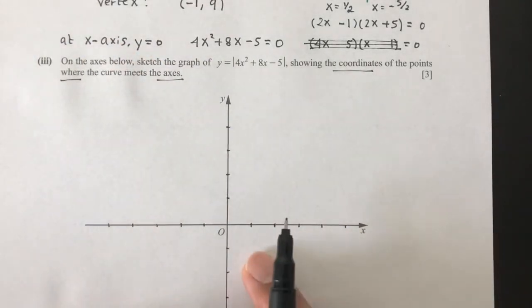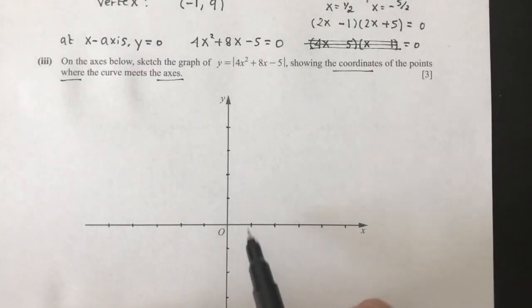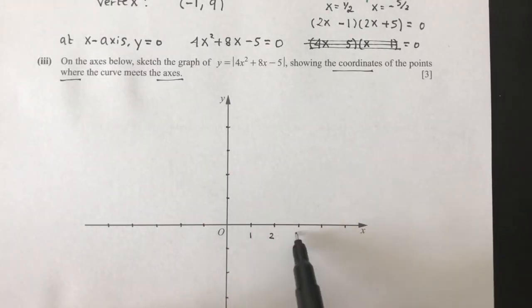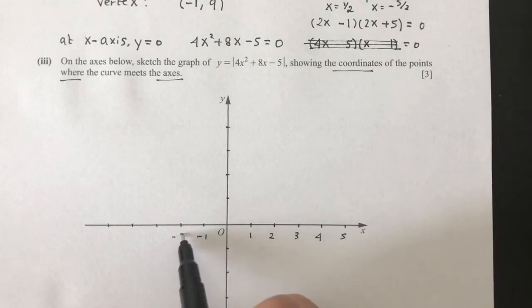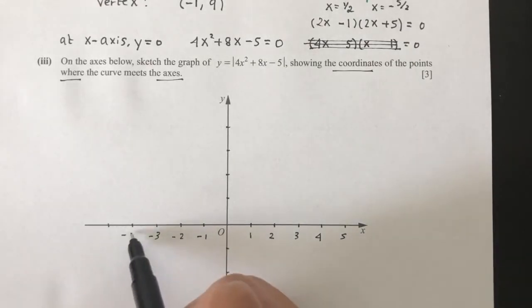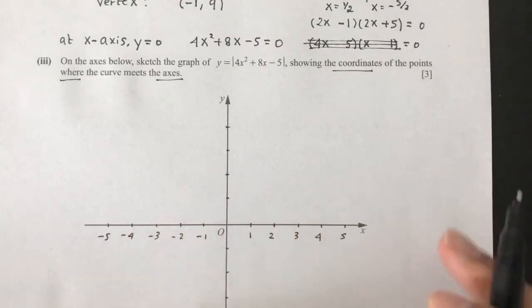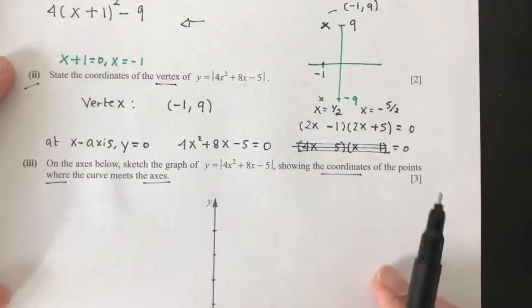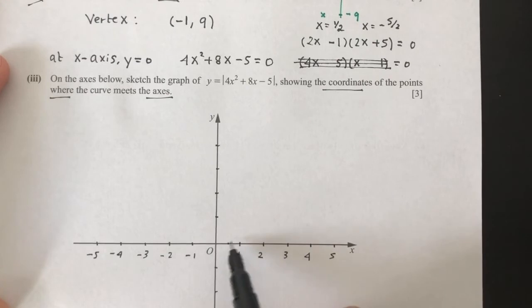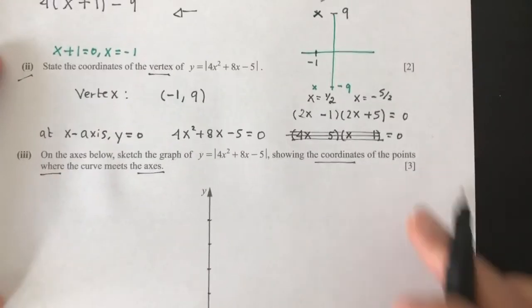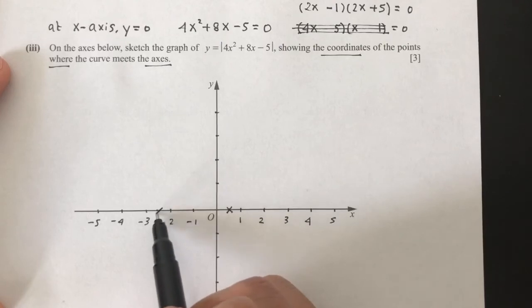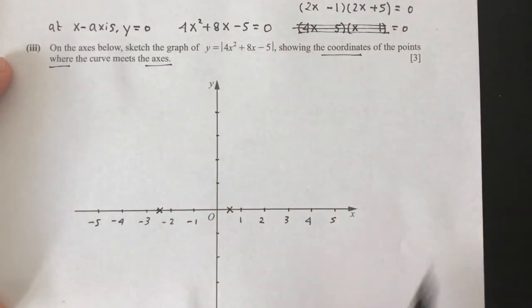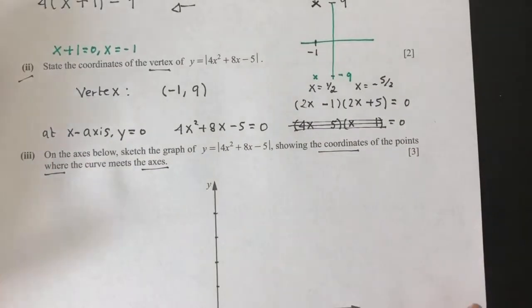Okay, so here let's take it as 1, 2, 3, 4, 5, minus 1, minus 2, minus 3, minus 4, minus 5. So the first point here we have is half. Half will be right here. And then we have minus 2.5. Should be about right here. That's the 2 points that we have where it meets the x-axis.